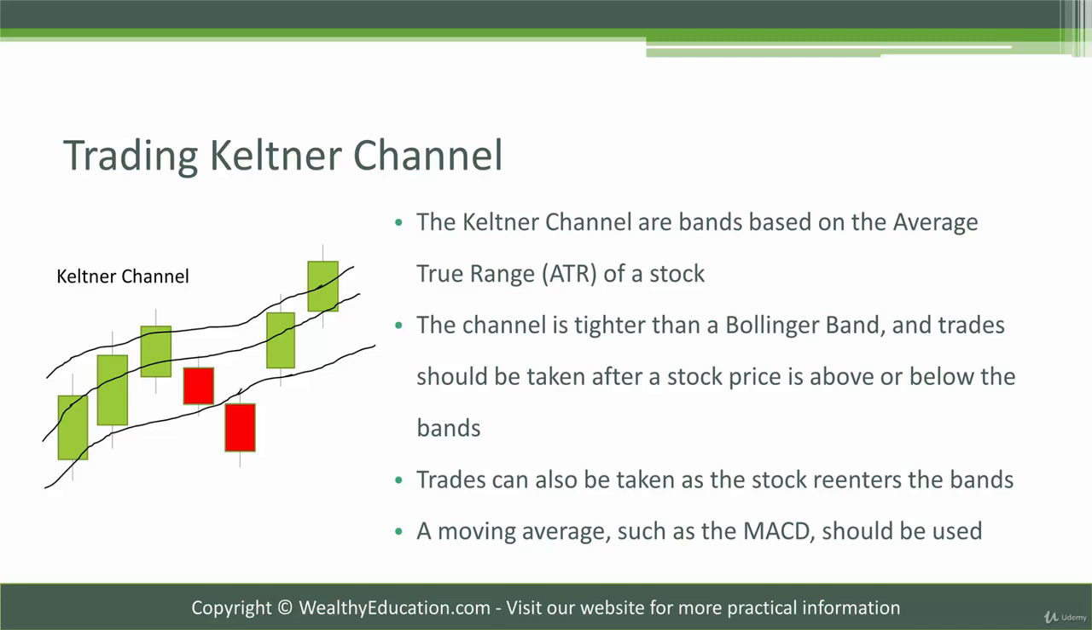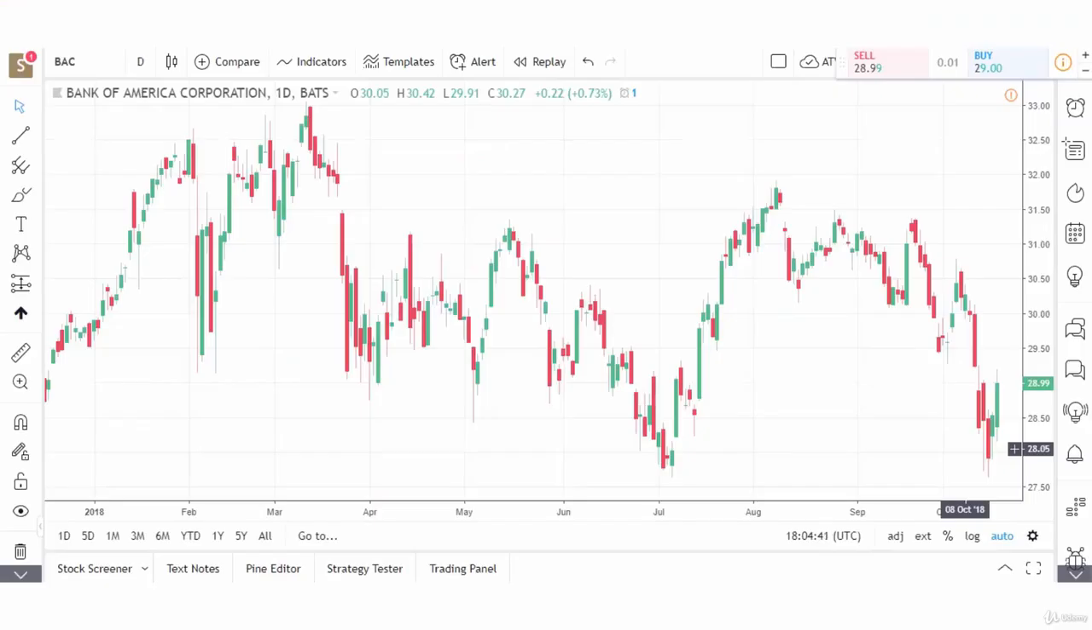As with the Bollinger Bands, we should also use another moving average indicator, and in this case the MACD, or again the RSI, is an appropriate indicator to use along with your Keltner channel. So let's take a look at the Keltner channel on the chart and how we would trade using the Keltner channel. Let's use a chart of Bank of America to show how we would trade with the Keltner channel.